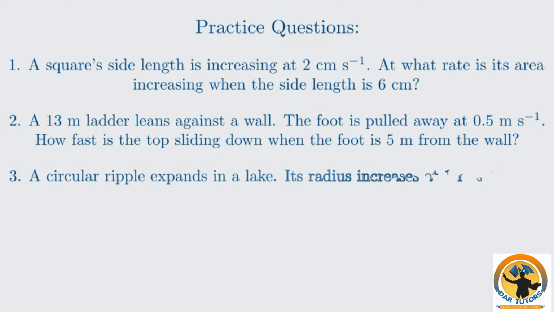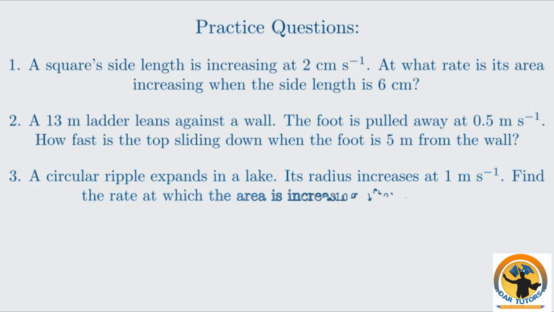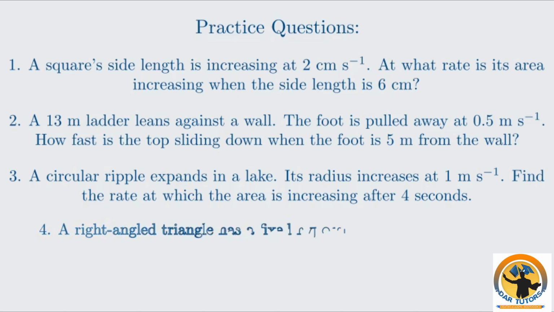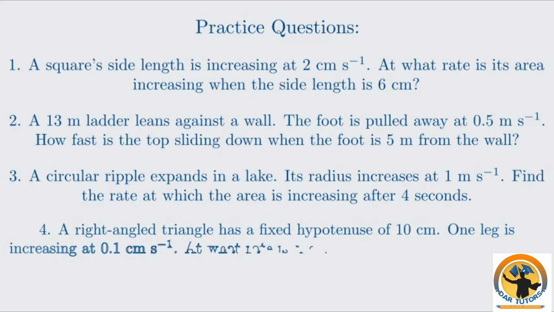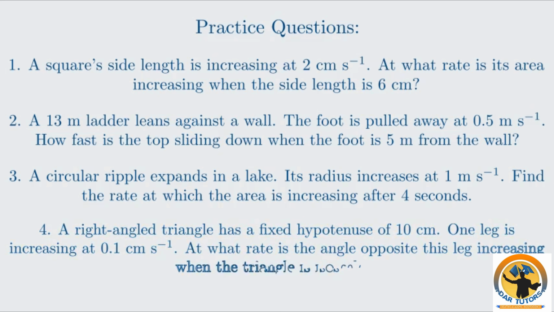Question 3. A circular ripple expands in a lake. Its radius increases at a constant rate of 1 meter per second. Find the rate at which the area of the ripple is increasing after 4 seconds. Question 4. A right-angled triangle has a fixed hypotenuse of 10 centimeters. One leg is increasing at 0.1 centimeters per second. At what rate is the angle opposite this leg increasing when the triangle is isosceles?